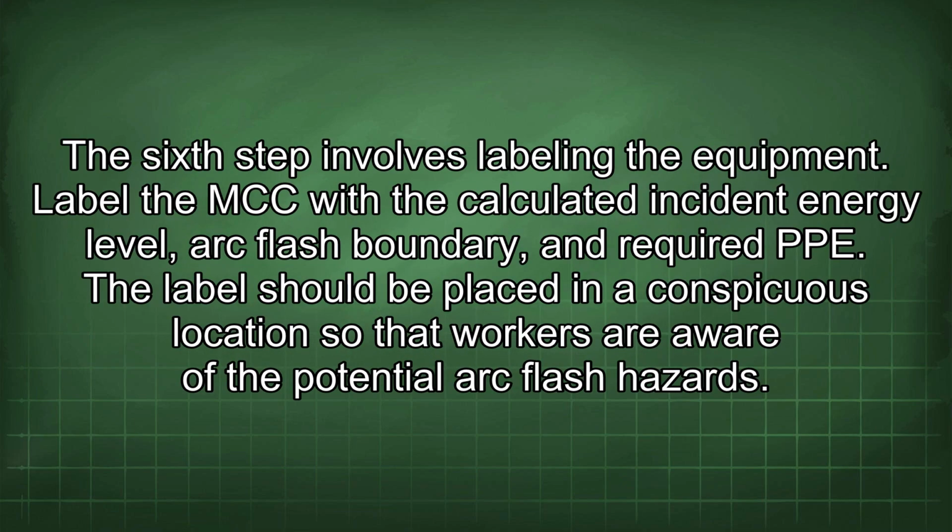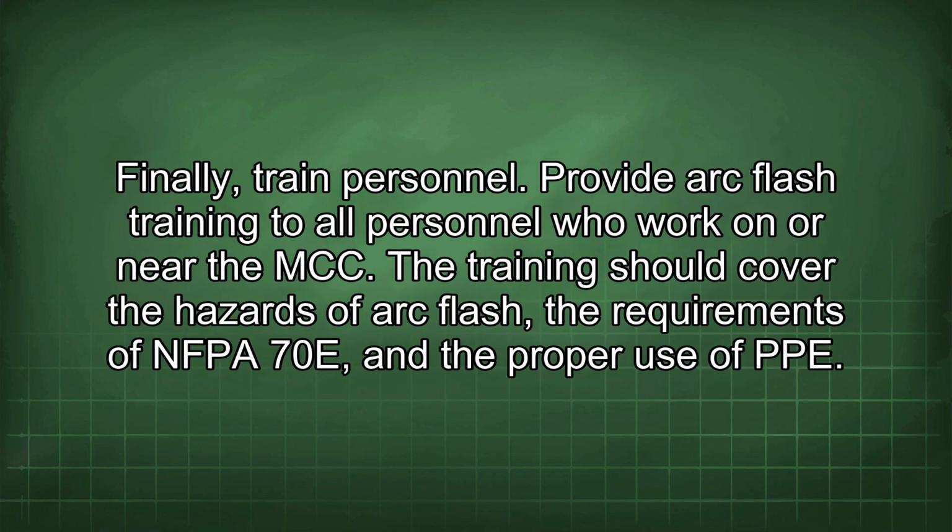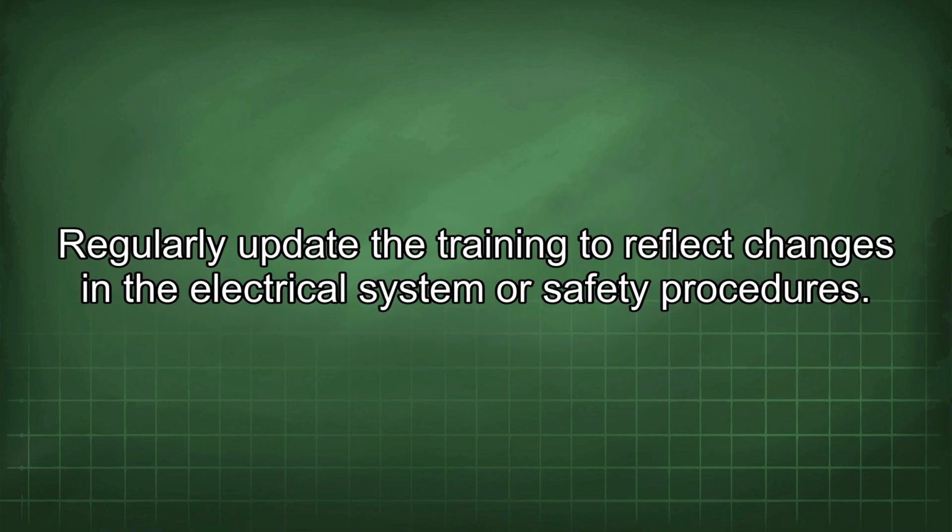The sixth step involves labeling the equipment. Label the MCC with the calculated incident energy level, arc flash boundary, and required PPE. The label should be placed in a conspicuous location so that workers are aware of the potential arc flash hazards. Finally, train personnel. Provide arc flash training to all personnel who work on or near the MCC. The training should cover the hazards of arc flash, the requirements of NFPA 70E, and the proper use of PPE. Regularly update the training to reflect changes in the electrical system or safety procedures.